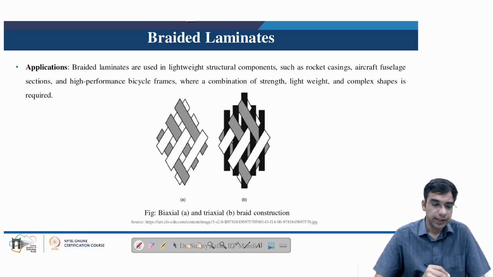Next we can see applications of braided laminates. They include lightweight structural components such as rocket casings, aircraft fuselage, and high performance bicycle frames, where a combination of strength, light weight and complex shape is required. Here we can see the schematic representation of biaxial braided laminate as well as the triaxial braid construction.